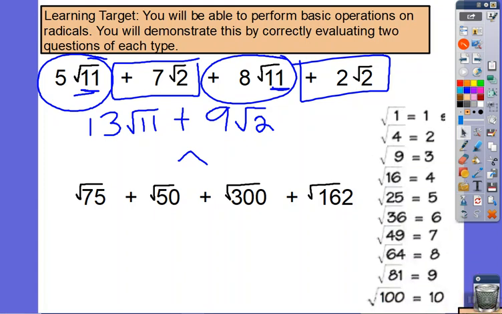So we're going to do like we did in the last lesson, and we're going to try to figure out something that goes into 75, 50, 300, 162. And it's not going to be the same thing. It's going to be different ones.